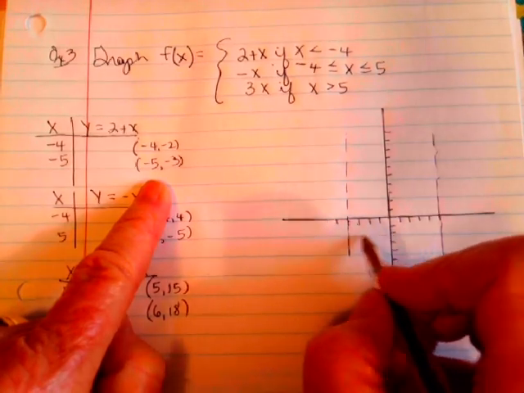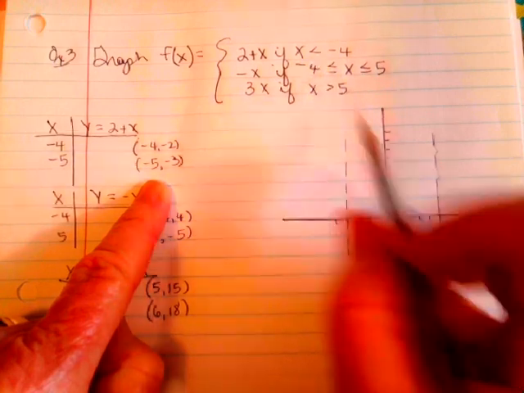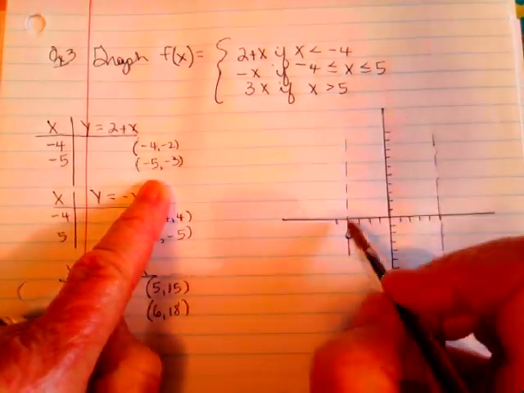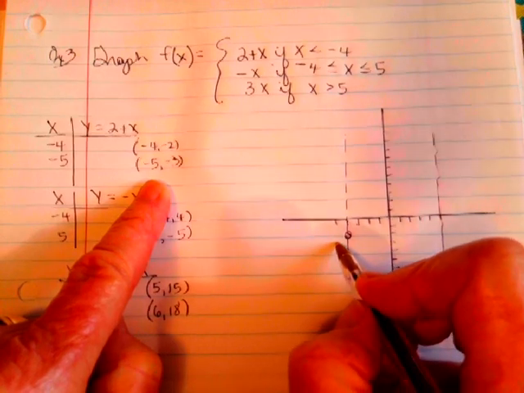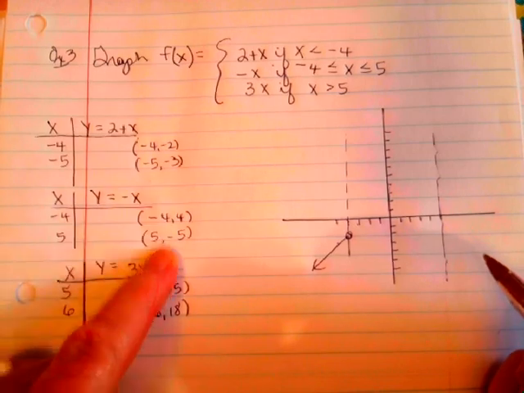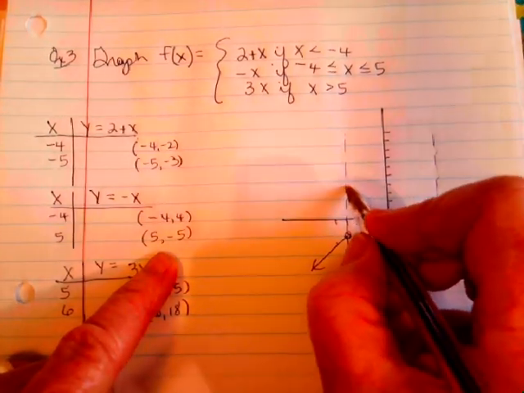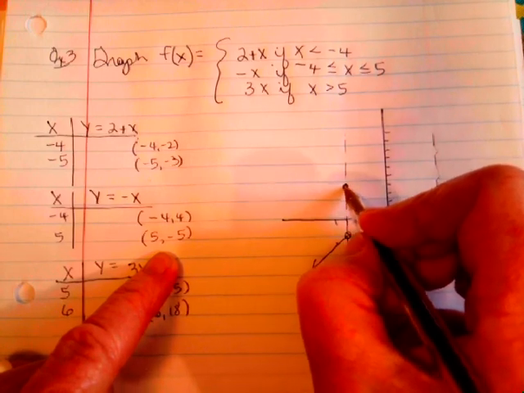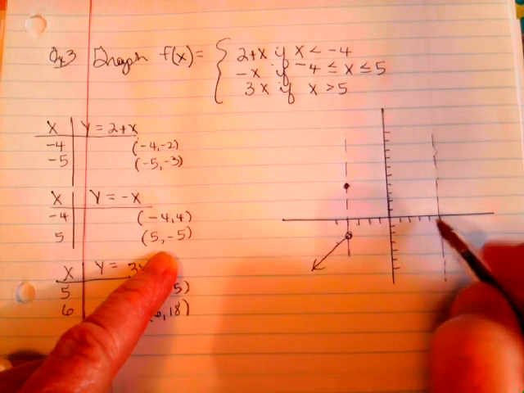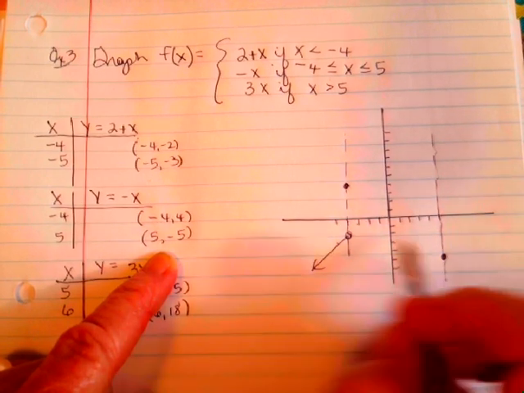Negative 4, negative 2, right here. I look at this, that tells me make an open circle. Negative 5, negative 3, right here. That part of that line looks like that. Plot these two. Negative 4, 4, right here, solid dot, because of that. 5, negative 5: 1, 2, 3, 4, 5, solid dot again, right here.